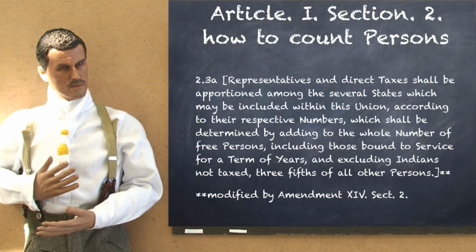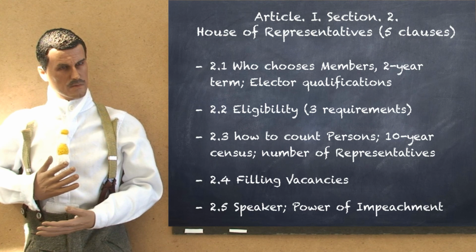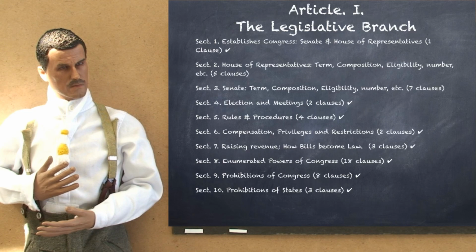And that's the whole Article 1, Section 2. So that's the House of Representatives, and we covered all 5 clauses. So now we're down to the very last thing I have to do in Article 1, which is Section 3 about the Senate. And that'll be the next episode.